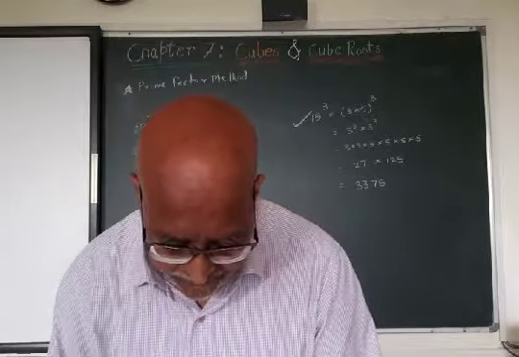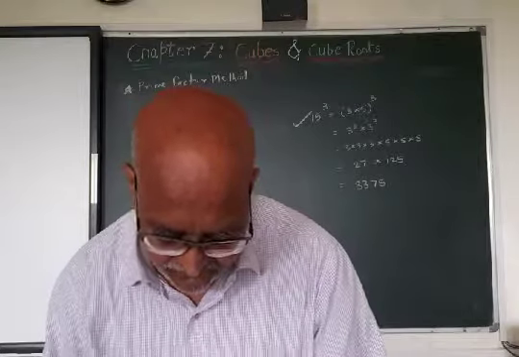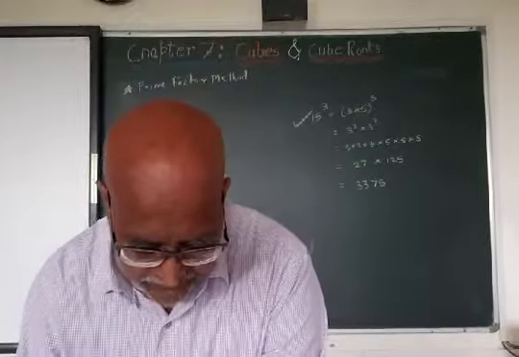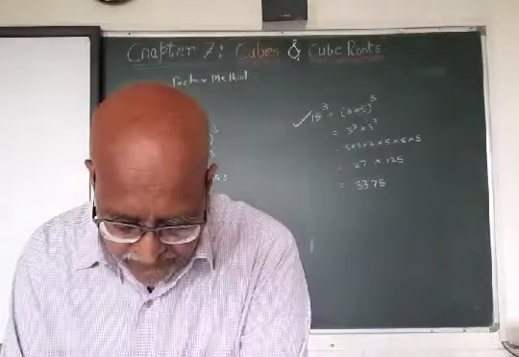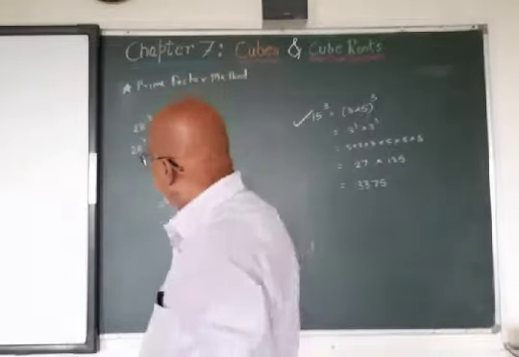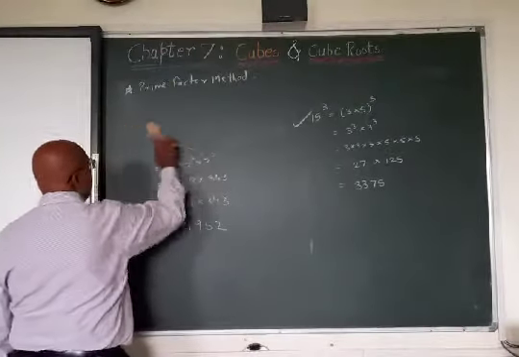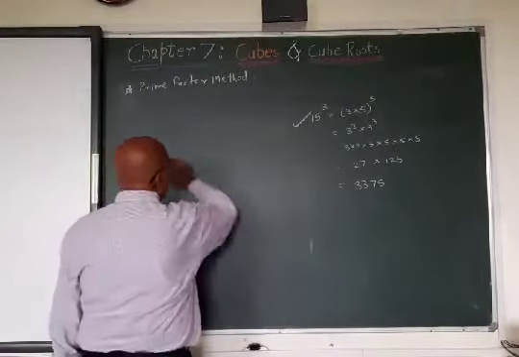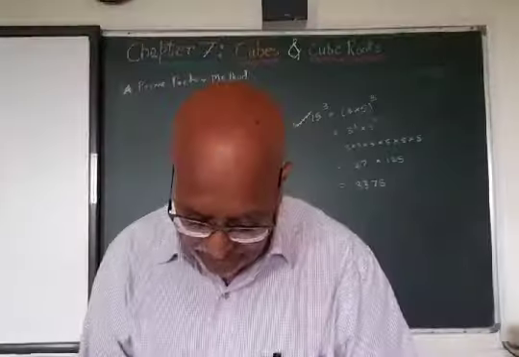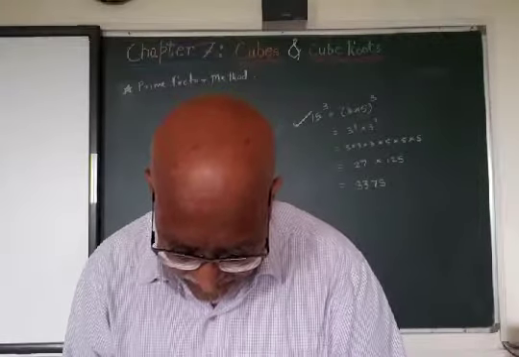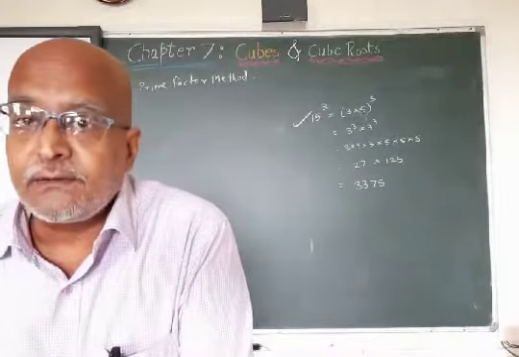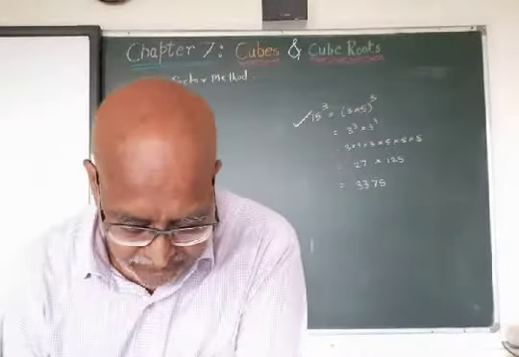Let's go for some examples in exercise 7.1. In the first part of 7.1, which of the following numbers are not perfect cubes? There are some numbers given and you have to find which are not perfect cubes. For that, as we have seen the series of cubes, how can we find out? The only way here is finding the prime factors of those numbers.